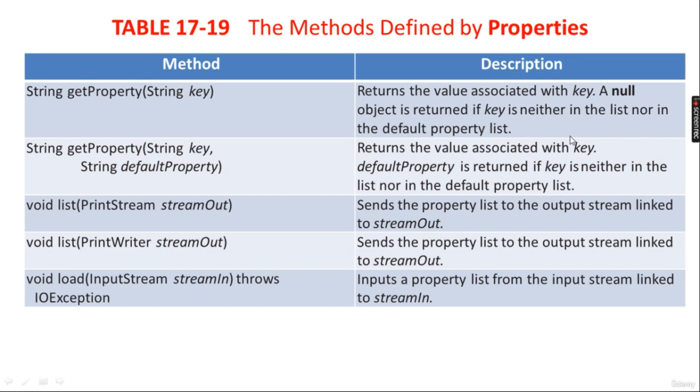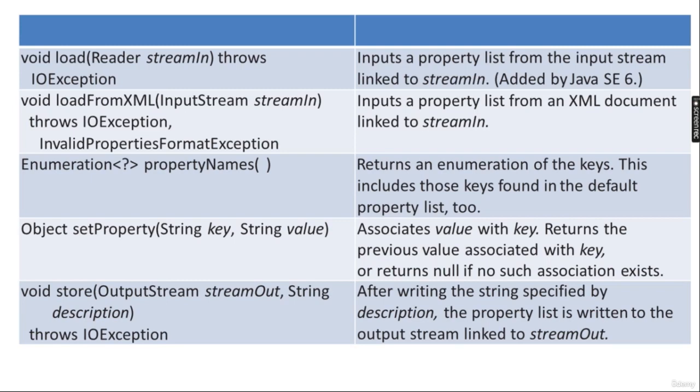Void load(InputStream streamIn) throws IOException inputs a property list from the input stream linked to streamIn. Void load(Reader streamIn) throws IOException inputs a property list from the input stream linked to streamIn, added by Java 6. Void loadFromXML(InputStream streamIn) throws IOException, InvalidPropertiesFormatException inputs a property list from an XML document linked to streamIn. Enumeration propertyNames returns an enumeration of the keys.